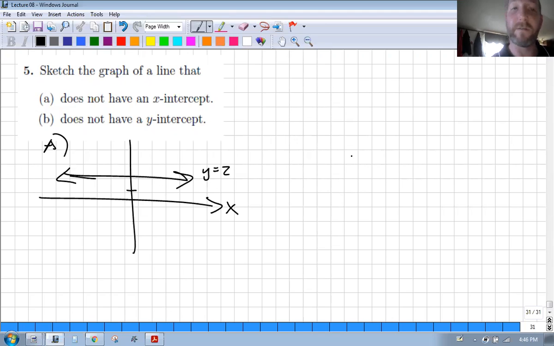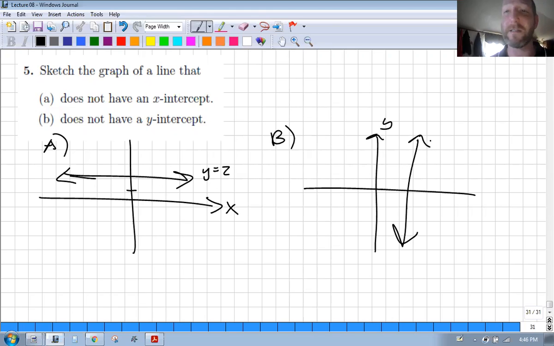Part B here, if it doesn't have a y-intercept, then it's parallel to the y-axis. I could call this x equals 2. Every point on here has an x coordinate of 2.